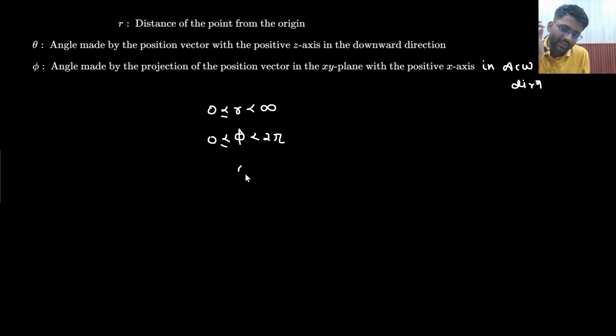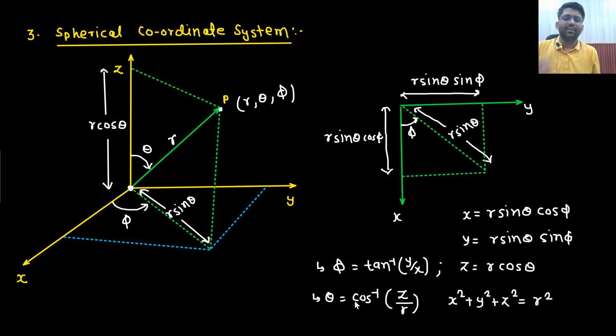What will be the range of theta? See the definition of theta very carefully and let me know. Theta is the angle made by the positive z-axis in the downward direction. This is your vector P. Here it will make some angle. Let's just say this angle is 45 degrees, and this is the z-axis.